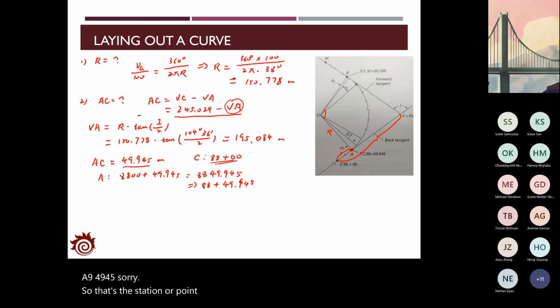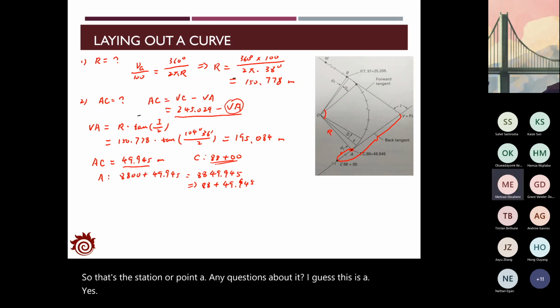Any questions about it? I guess these are yes. Excuse me, Professor, where did we establish the relation of VA equals R tangent I by 2?